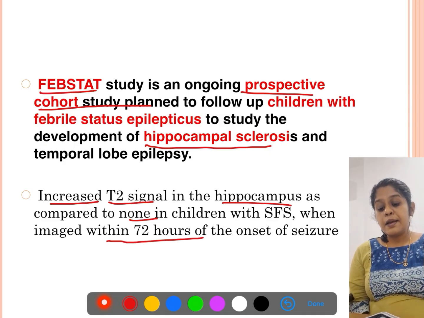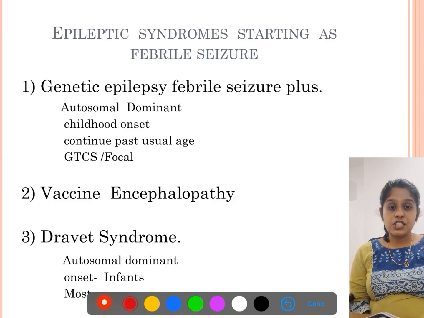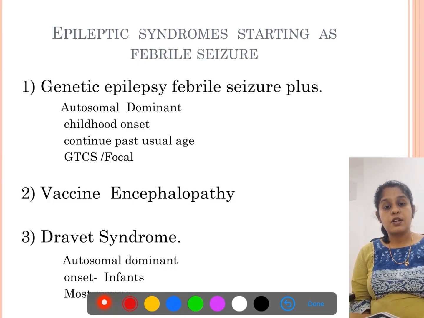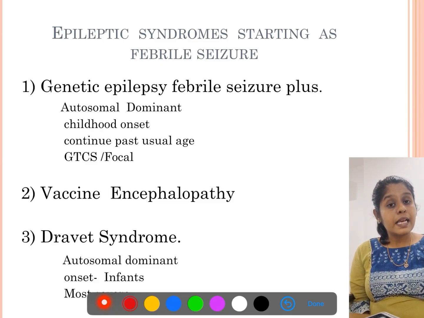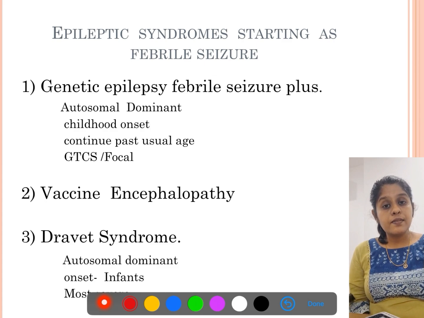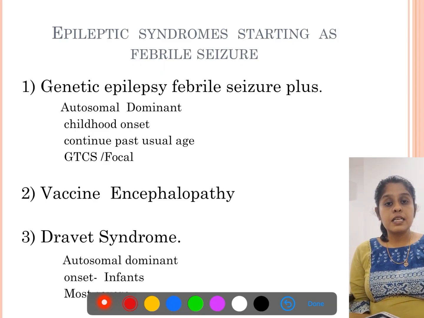Now coming to the epileptic syndromes that will initially start as a febrile seizure. For the first time when the child is brought, it can look like a simple febrile seizure, but then subsequently the child will continue to have episodes of fever-provoked seizures, and later on they will be diagnosed as children with genetic epileptic syndromes.